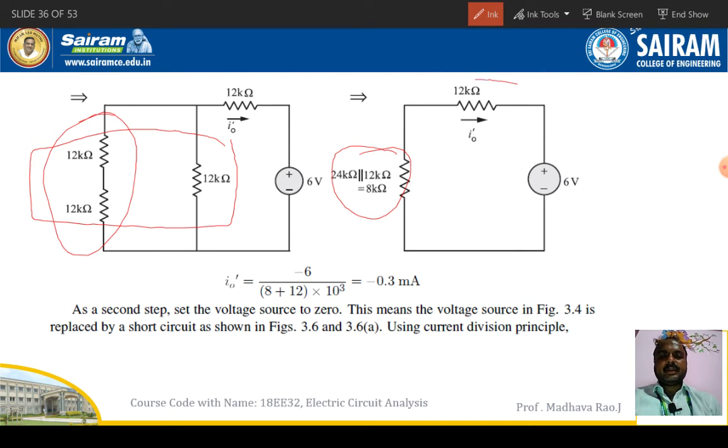8 kilo ohm and 12 kilo ohm are in series, so 20 kilo ohm will come. So minus 6 divided by 20 kilo ohm. So finally what we will get? Minus 0.3 milliamperes.